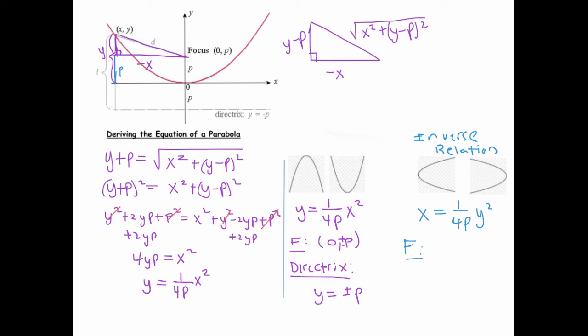The focus, in this case though, would have coordinates plus or minus p, 0, and the directrix would have equation x equal to plus or minus p. All right, and again, it's important to remember that the vertex of the parabola is always right directly in between the focus and the directrix. So keep that in mind as we try to solve or find equations based on descriptions.